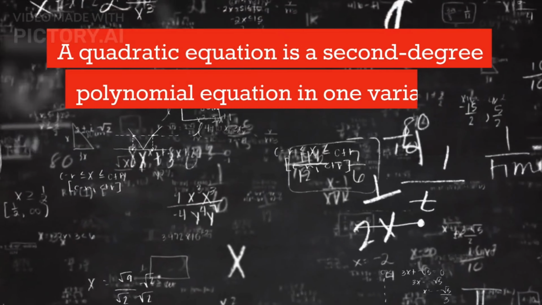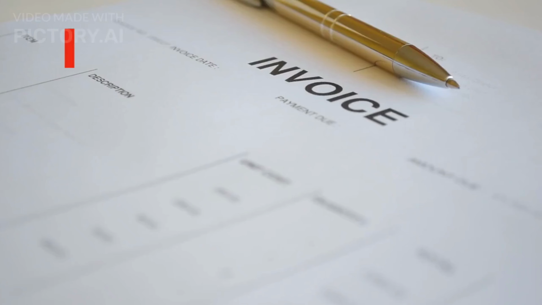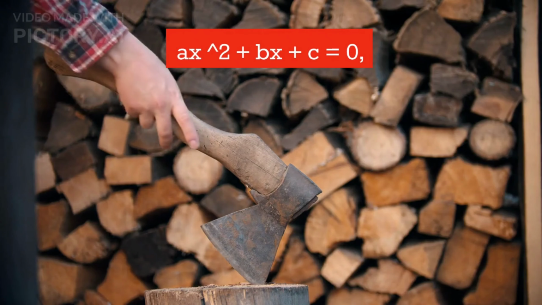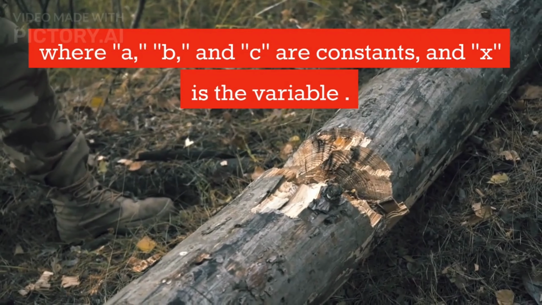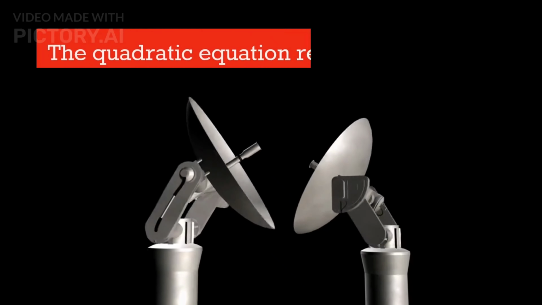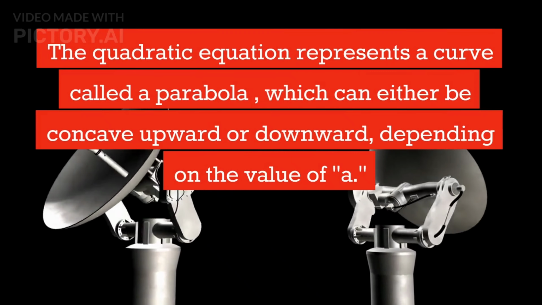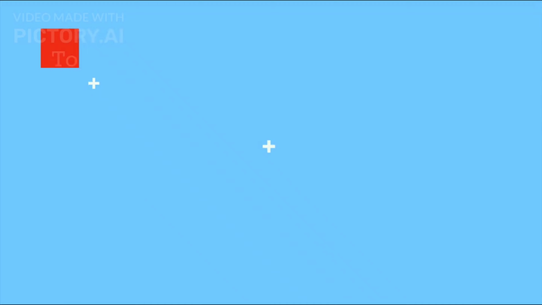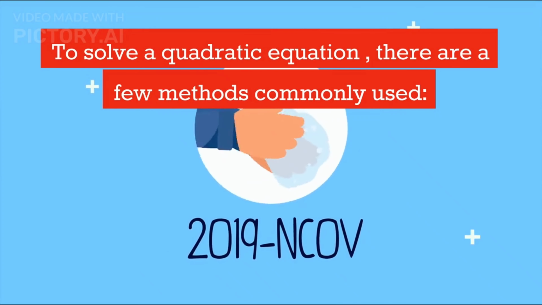A quadratic equation is a second-degree polynomial equation in one variable. It can be written in the general form: ax squared plus bx plus c equals 0, where a, b, and c are constants, and x is the variable. The quadratic equation represents a curve called a parabola, which can either be concave upward or downward, depending on the value of a. To solve a quadratic equation, there are a few methods commonly used.